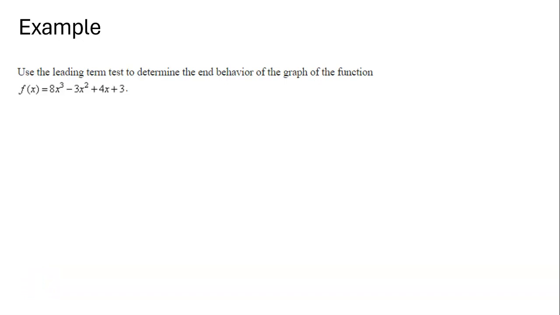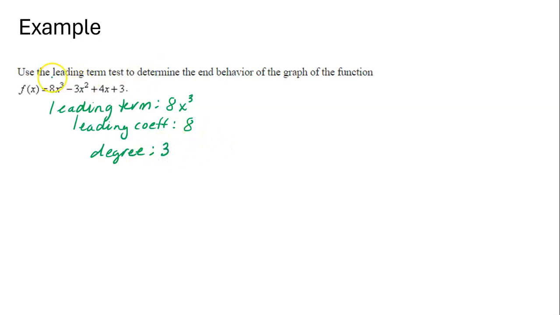Example. So it says, using the leading term test, determine the end behavior of the graph. Okay, so my leading term is 8x cubed. My leading coefficient is 8. And my degree is 3. Okay, all from right here. Okay, so if I look at the notes, we know that this is an odd degree function.